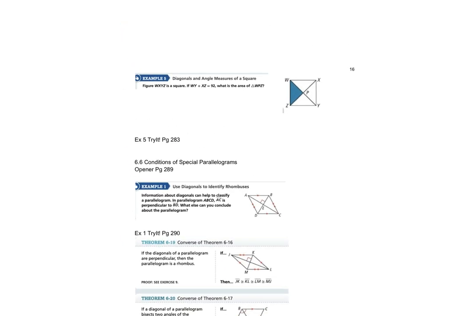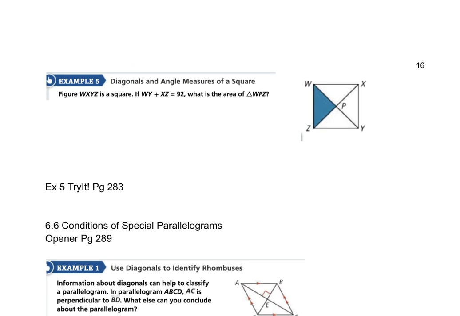All right, example 5, diagonals and angle measures of a square. Now let's just define square real quick. So it's a parallelogram with 90-degree angles and 4 congruent sides. So a square is the mixture or combination of a rhombus and a rectangle. Okay, so that's the definition of a square.